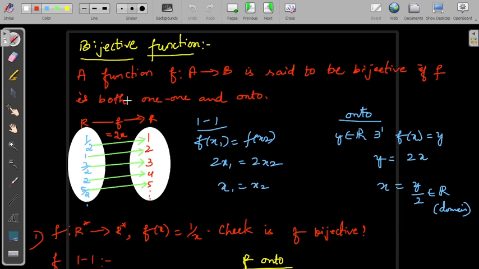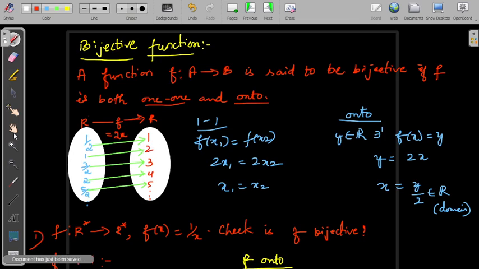So if the function is both 1-1 and onto, in that case we call such a function a bijective function. 1-1 in the sense distinct elements should have distinct images. Onto in the sense every element in the codomain must have at least one pre-image in the domain.